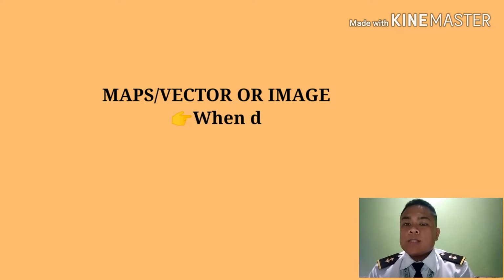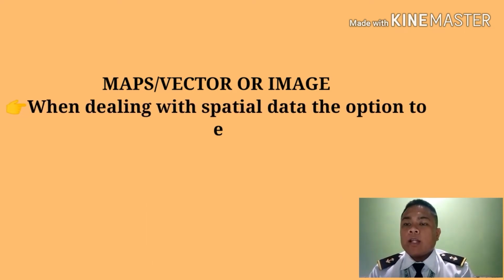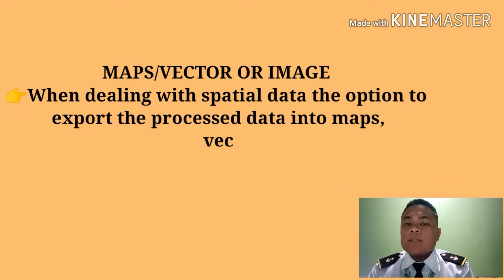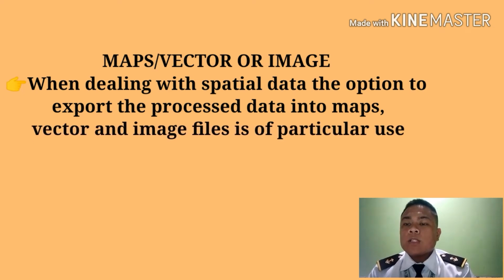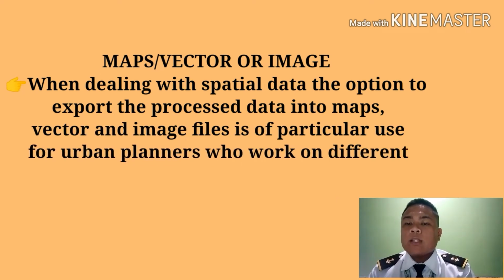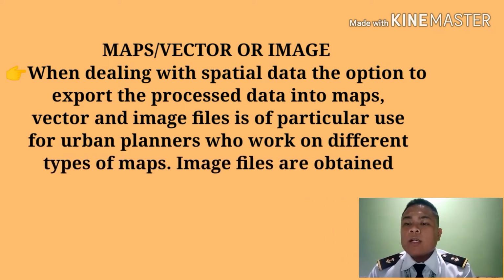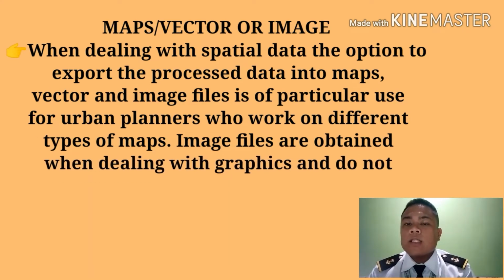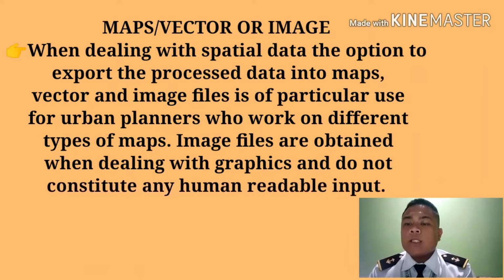The fourth one is map or vector or image file. When dealing with spatial data, the option to export the processed data into maps, vector, and image files is of great use. Having the information on maps is of particular use for urban planners who work on different types of maps. Image files are obtained when dealing with graphics and do not constitute any human-readable output.